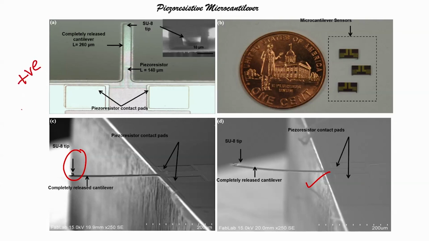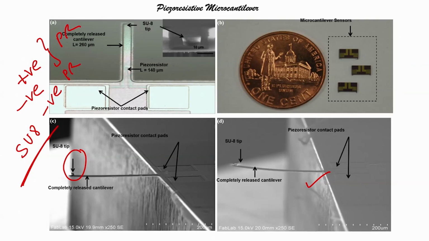One is positive photoresist, second is negative photoresist. SU8 falls under the category of negative photoresists, right. There are several advantages of using SU8, and that we will discuss later on.